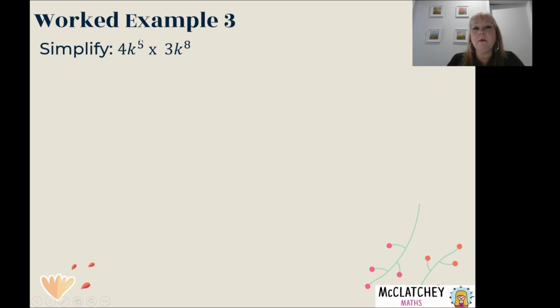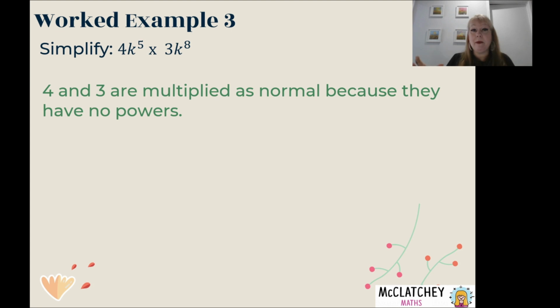So I know that I can apply the index laws to this part here only, because these are the only two parts of the question that have powers. So the 4 and the 3 at the front, they don't apply to index law 1 because they don't have powers. These k's do. So they're the ones that have the same base, so I'm going to add those powers only. However, you might be thinking, what do I do with the 4 and the 3? Well, they're just normal numbers. They're coefficients of an algebraic term.